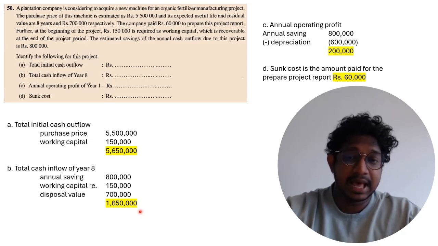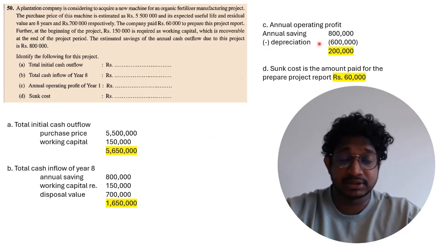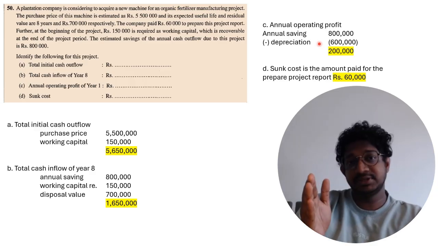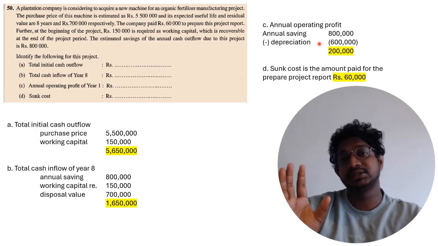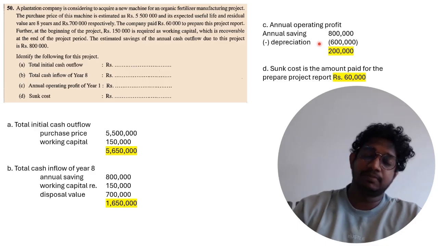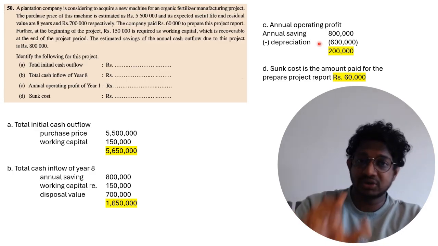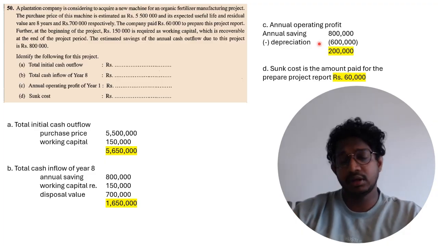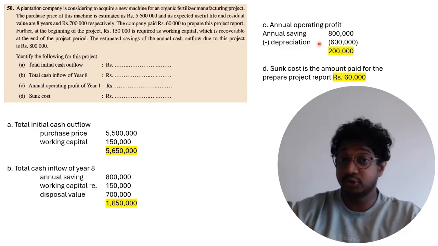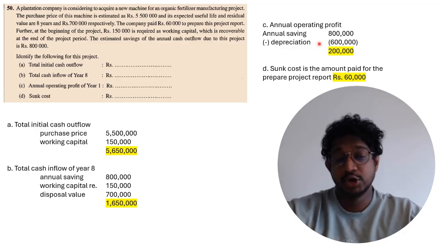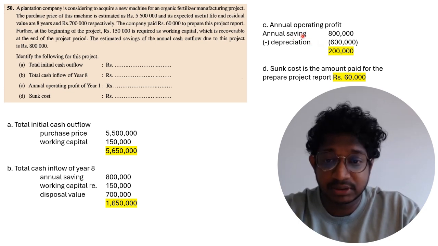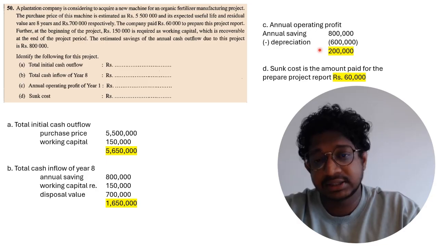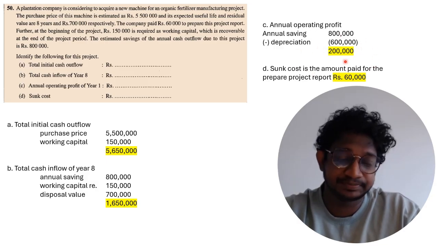And then they ask for the annual profit. So what is the difference between profit and cash flow? Depreciation. So when you are preparing cash flow, you do not consider depreciation, but when you are preparing profit, you do consider depreciation. So the annual cash flow given is 800,000 and the depreciation is 600,000. So deducting the depreciation, you can find out your profit, 200,000.